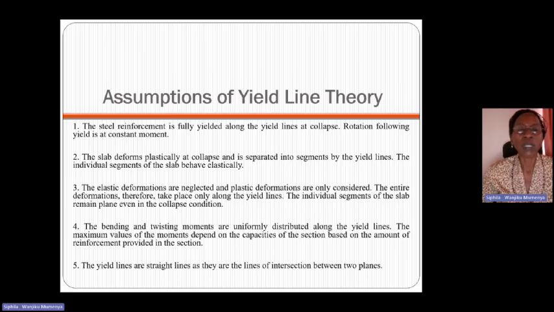Number 4, the bending and twisting moments are uniformly distributed along the yield lines. The maximum values of the moments depend on the capacities of the section based on the amount of reinforcement provided in the section. Number 5, the yield lines are straight lines as they are lines of intersection between two planes.